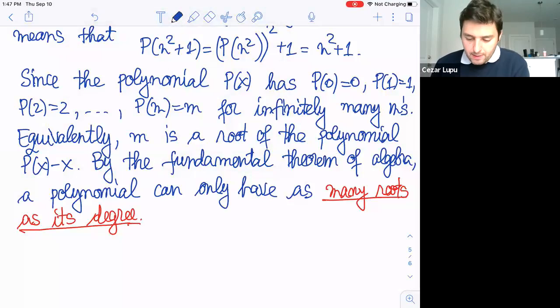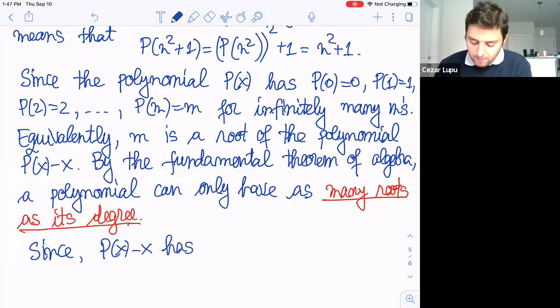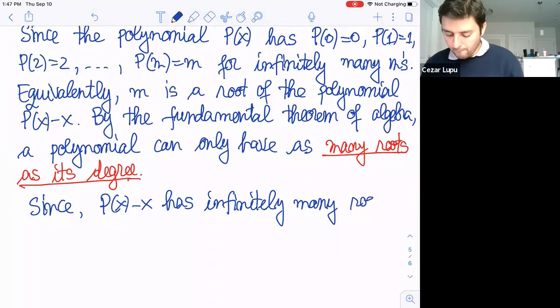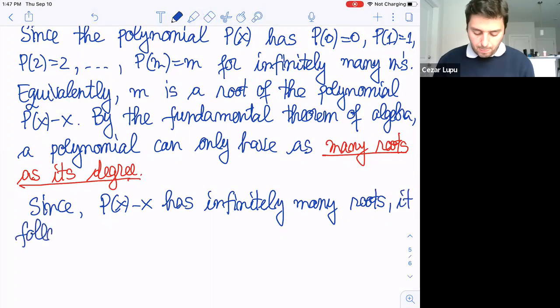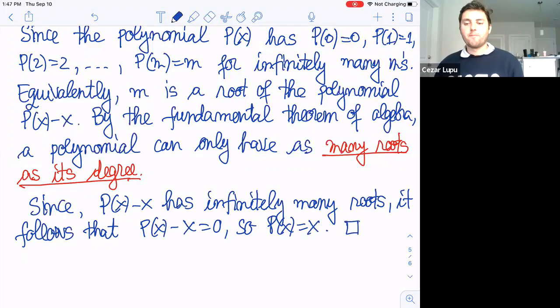So this implies that since P of x minus x has infinitely many roots, as we have seen, by the pigeonhole principle, it follows that it must be the zero polynomial, that P of x minus x is 0. So P of x equals x. That's it. That was the problem, right?